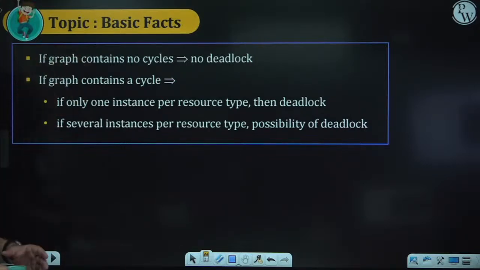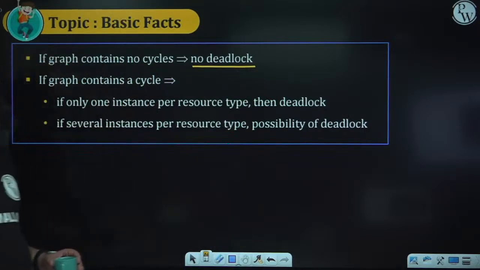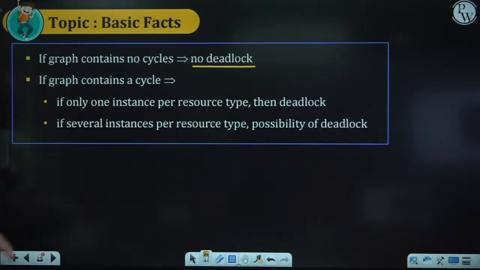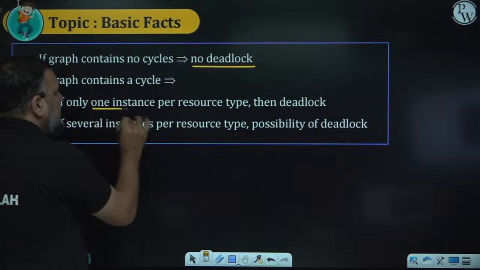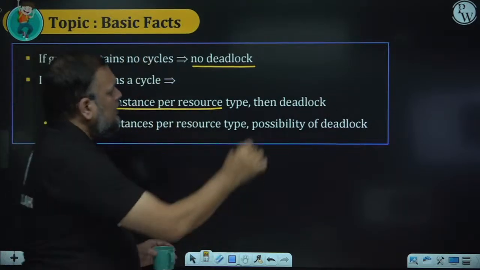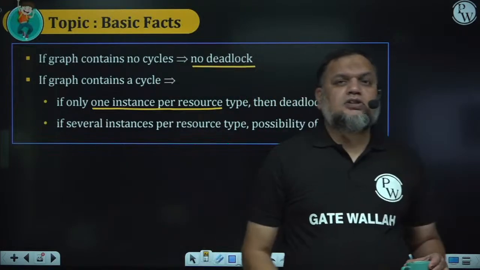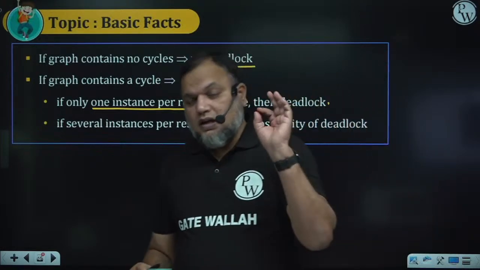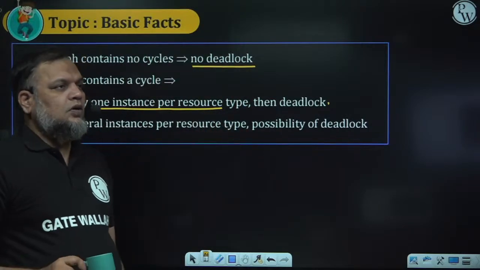Point number 1. If graph contains no cycle, it means there is no deadlock. अगर ग्राफ में साइकिल ना हो तो डेडलॉक नहीं होगा. If graph contains a cycle, अगर ग्राफ में साइकिल हो, but if I have only one instance per resource, हर रिसोर्स का सिर्फ एक ही इंस्टेंस हो, मल्टी इंस्टेंस नहीं है, then always that is a deadlock. मतलब सिंगल इंस्टेंस रिसोर्सेस में अगर साइकिल होगी तो वो पक्का डेडलॉक है.